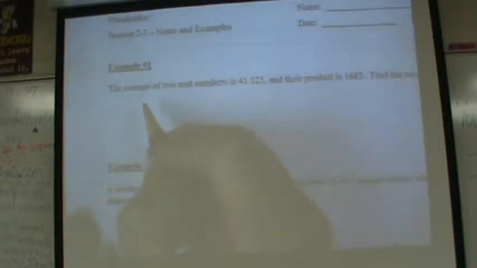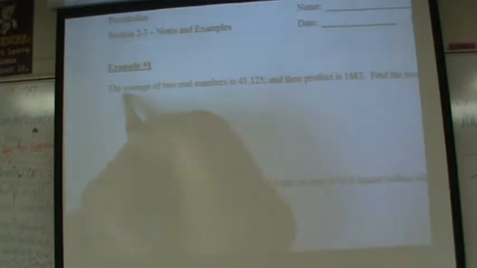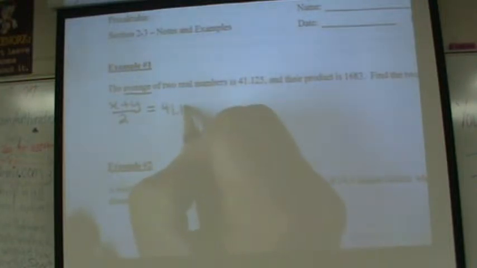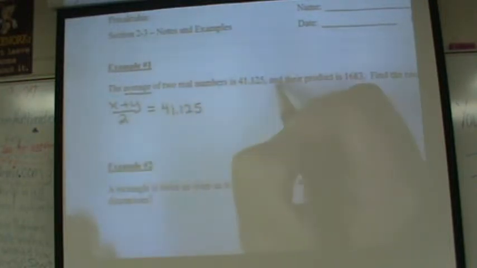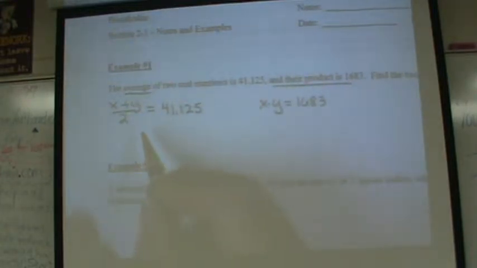It says, real quick, the average of two real numbers is 41.125. We talked about average is adding two numbers up and dividing by 2, right? So if the average is 41.125, and their product, so x times y, is equal to 1683, what you're going to do is solve one equation for x or y. I would suggest you get y by itself.